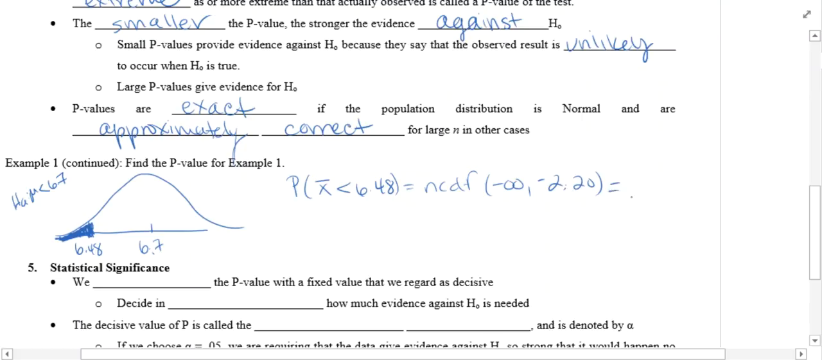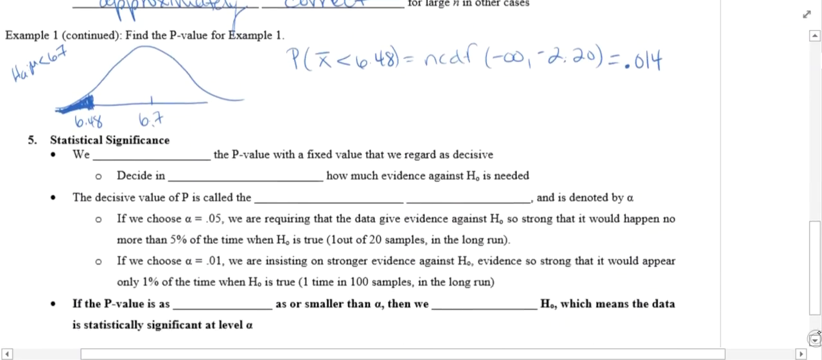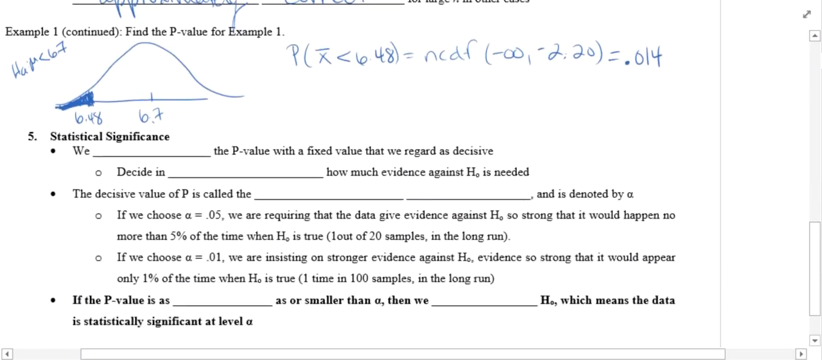Okay, so go ahead and calculate that. Okay, so you're going to get 0.014. So the probability that we get a value that far away, it's only a 1.4% chance that we should be able to get something that far away if 6.7 is true. Okay, so far we've pretty much done almost all of these pieces.